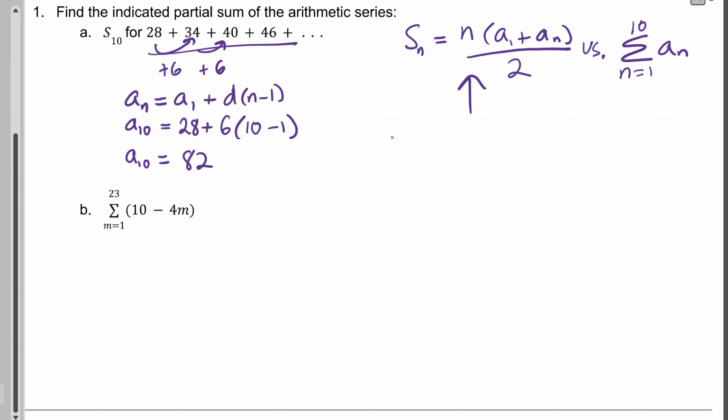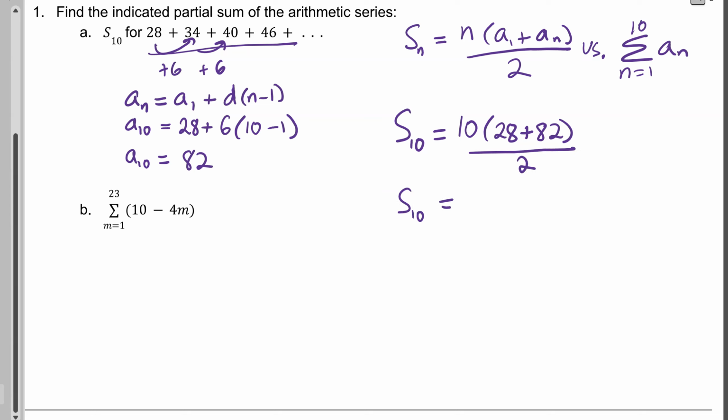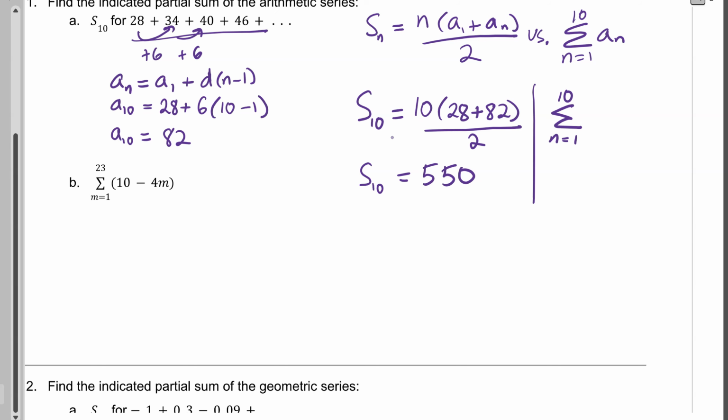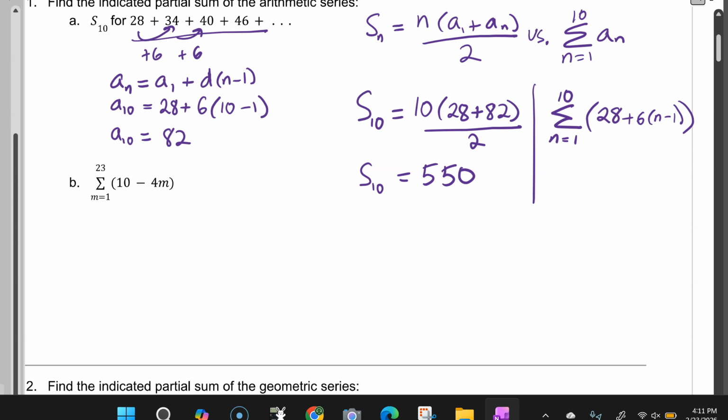So if I wanted to use this sum formula here, the 10th partial sum would be 10, the number of terms, times my first term, which is 28, plus my 10th term divided by 2. So if I evaluate that in my calculator, that should be, I think, 550. If I wanted to do that in sigma notation, I could. I would just do capital sigma, right, from n equals 1 to 10 of that general term, which is 28 plus 6 times n minus 1. And if you type this into your calculator, you'll get the exact same answer, so it doesn't matter to me.